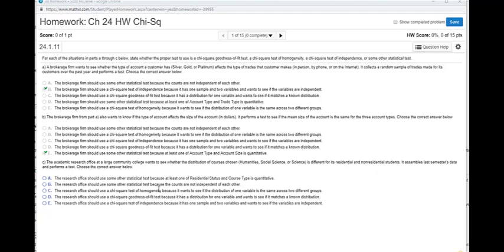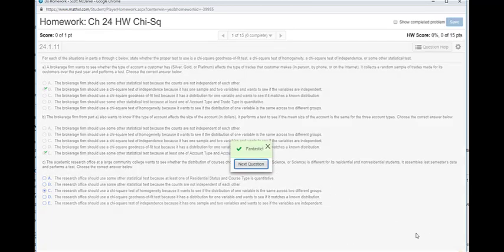So that would be homogeneity, and there's just one reason here: to see if the distribution of one or more variables is the same across two or more different groups, right? So, okay, I hope that helps.